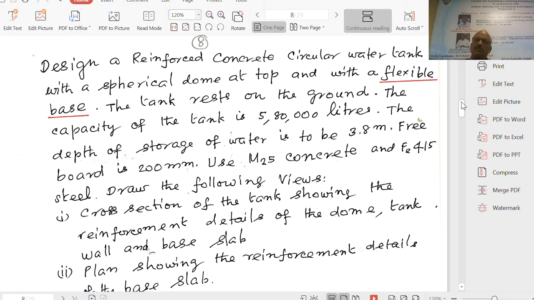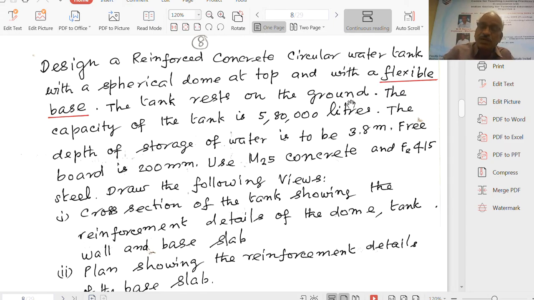Therefore, it will be designed only for hoop tension. When the tank is with a flexible base, it will be designed only for hoop tension. No bending moment, nothing. So we will provide hoop steel, namely bars in the form of circular rings, for the hoop tension. Vertical steel you provide for distribution, that's all. The only force to which it is subjected is that of the hoop tension. So the viewers need not bother about the number of steps that you are going to follow. The main force is that of the hoop tension. Right? Now design a tank with a flexible base.